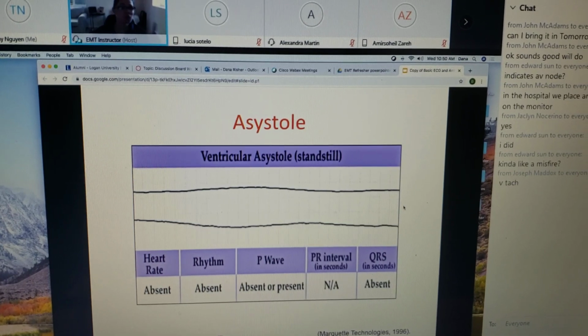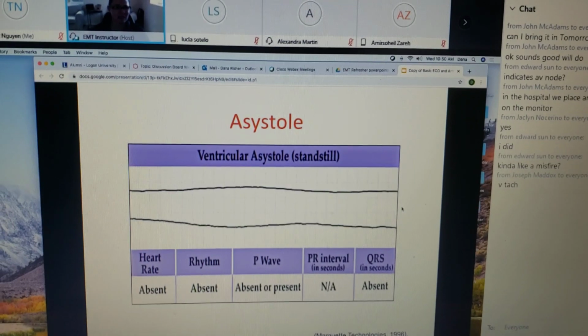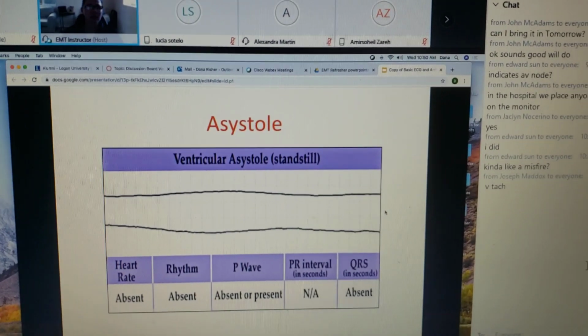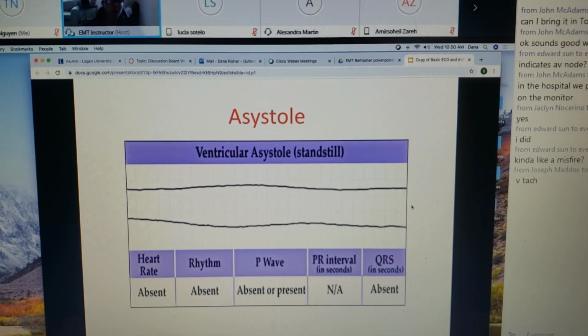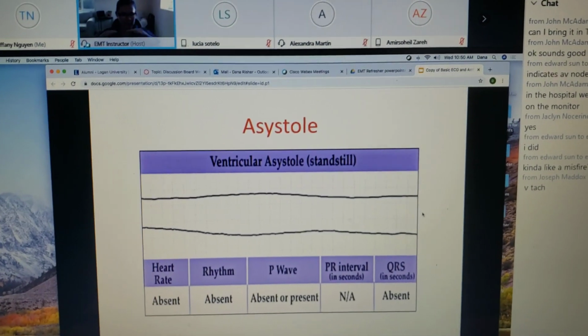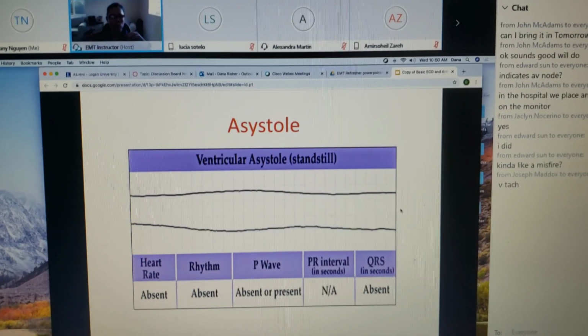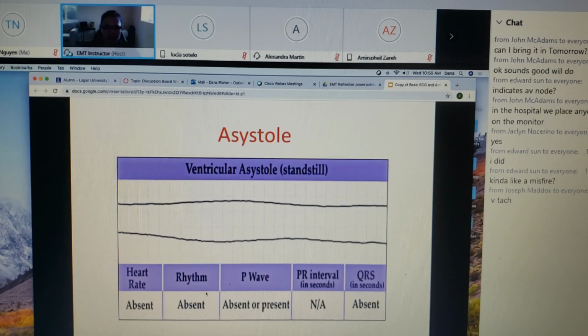Doesn't matter. First of all, you're not supposed to shock it. There's no electricity. What are you shocking? What are you trying to do? Okay, got to figure out the underlying reason why they're in asystole. Very few people come out of asystole. If they do, it's because there was an underlying reason why they went into it, and you were able to reverse that. Okay, don't shock asystole.